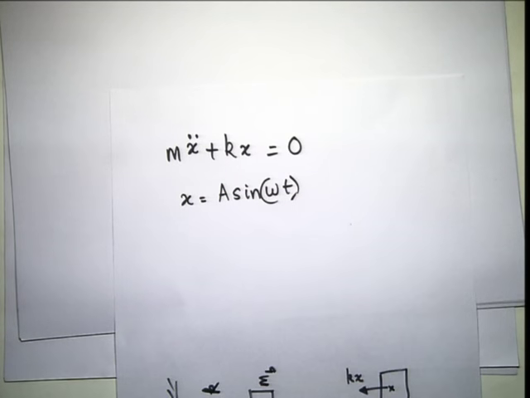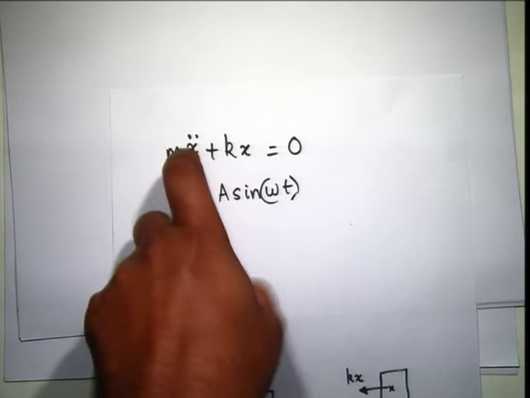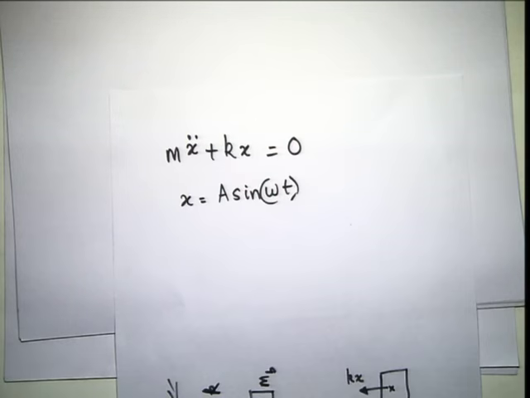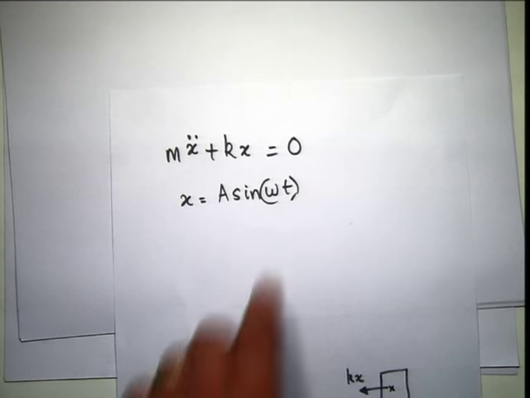Maybe because its double differential is also sine omega t. Yes, the structure of the equation is the important part: certain functions, when double differentiated, will give you the same function but scaled by a different quantity. So if you have sine omega t as your function, do a double derivative of that, you get some scaled version of sine omega t. That seems to fit this bill, because mx double dot is a scaled version of x. So that's the reason this works.